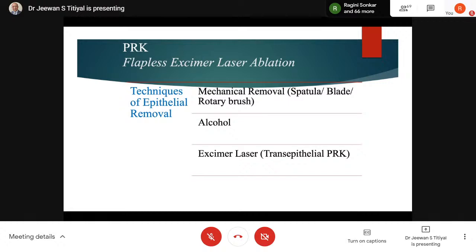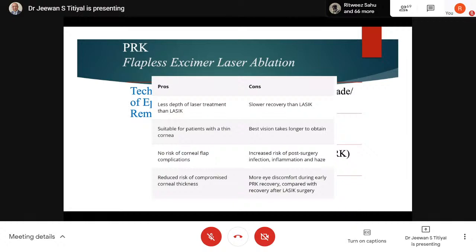Or you can use a mechanical method, spatula, blades, or a rotatory brush, by which you can remove the epithelium. Or you can use the excimer laser directly, which is very commonly practiced nowadays, especially the WaveLight laser. That is called transepithelial PRK or Streamline. Or you can have a LASIK also, which is like a PRK type of procedure.